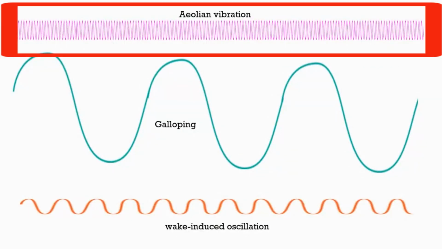Now, first thing is Aeolian. Aeolian is a Greek word related to wind, blown by the wind. As you can see, Aeolian vibration has the highest frequency among these. It can reach 150 Hz, from 3 Hz up to 150 Hz. But the amplitude is very small, in the range of millimeters and centimeters. This is Aeolian vibration: the highest frequency, and the amplitude is very little, in the order of millimeters and centimeters.